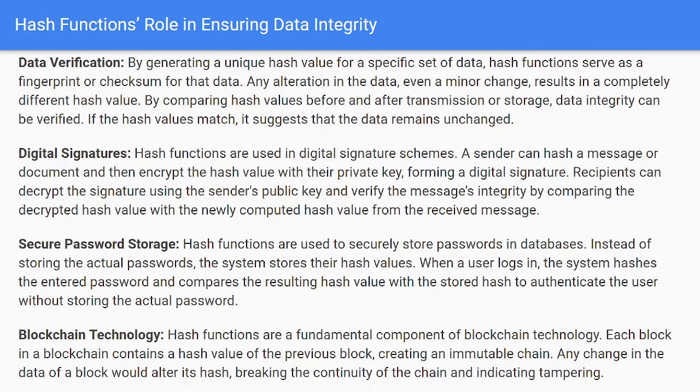So in blockchain technology, each block contains a hash value of the previous block, creating an immutable chain. If there is any change to a block, it will alter the hash, breaking the continuity and indicating tampering. So this is how you can know that this blockchain has been tampered with: if there's an alteration in the hash of that blockchain. This is the role of the hash function when it comes to data integrity.